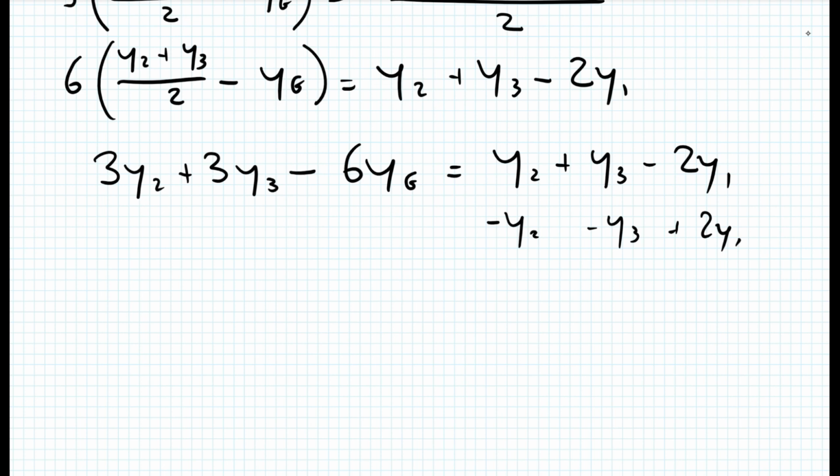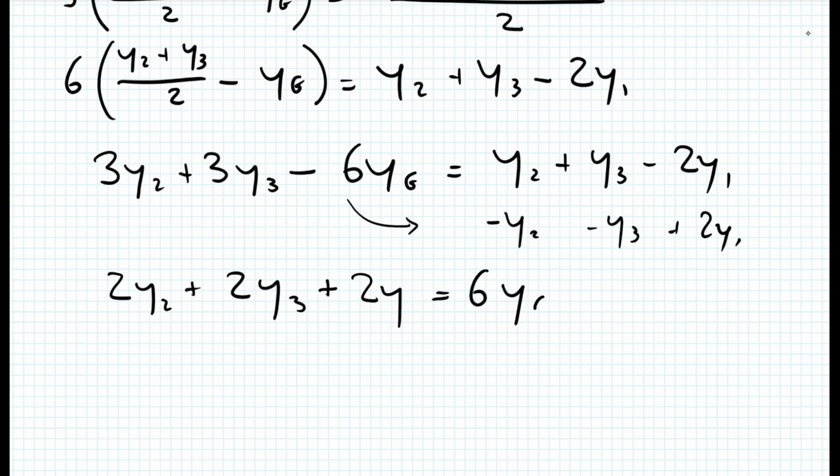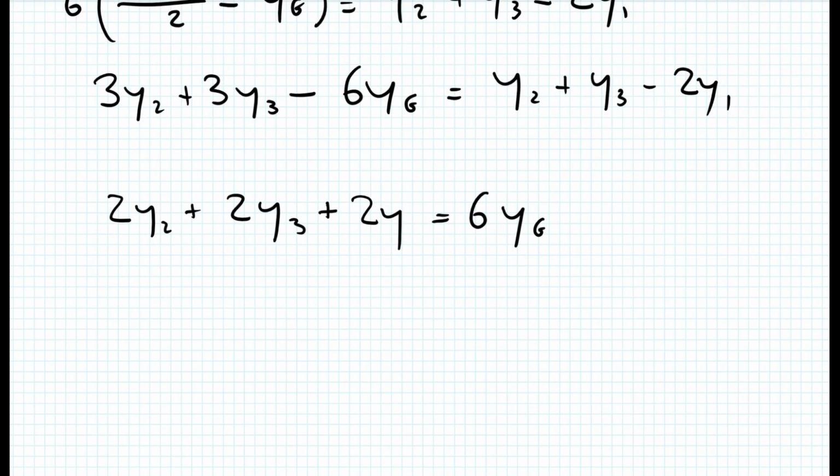So you end up with the following. If you subtract y2, you end up with 2y2. Subtract y3, you end up with 2 times y3. And then I'm adding 2y1, okay? And I'm going to subtract or add 6yg to go to the right side. So this becomes 6 times yg, okay? So let me erase this so it's not confusing. Now I can finally divide 6 on both sides and flip the equation again.